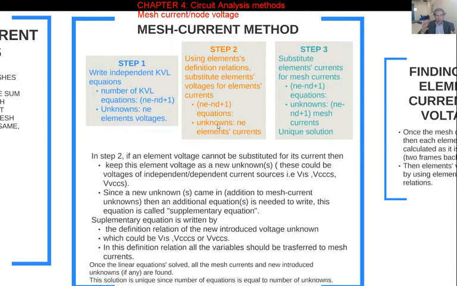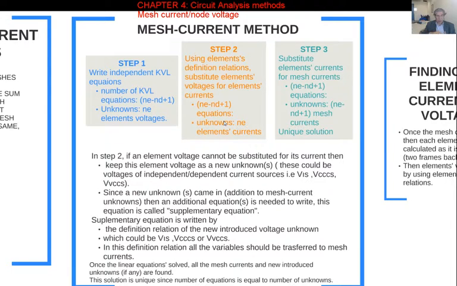Now the conclusion is that our unknowns are going to be the mesh currents, we know that. And if we have these types of elements, any number of them, the voltages of these elements are going to be unknowns at that step. So what does this mean? For each of these voltages, we have got to write an additional equation.